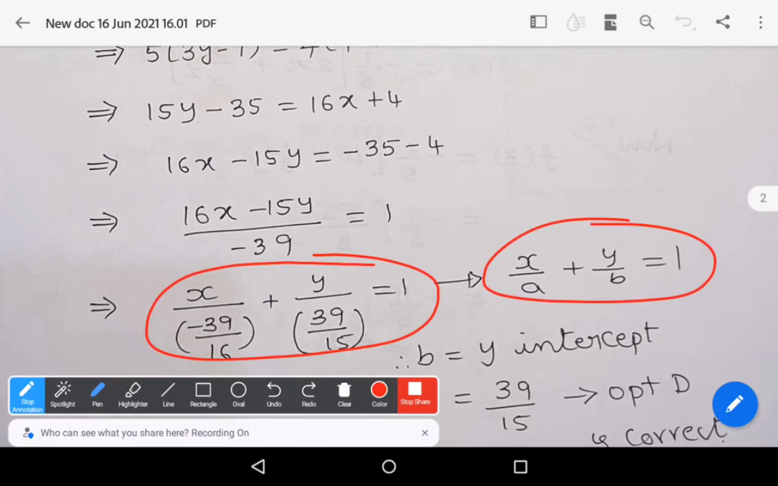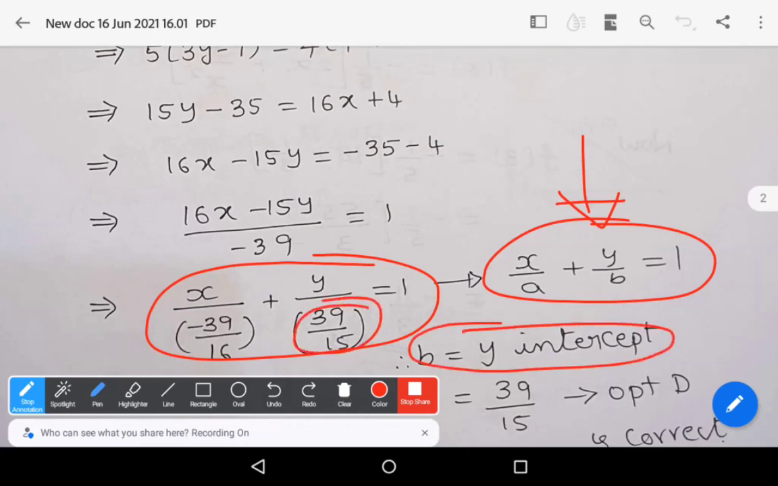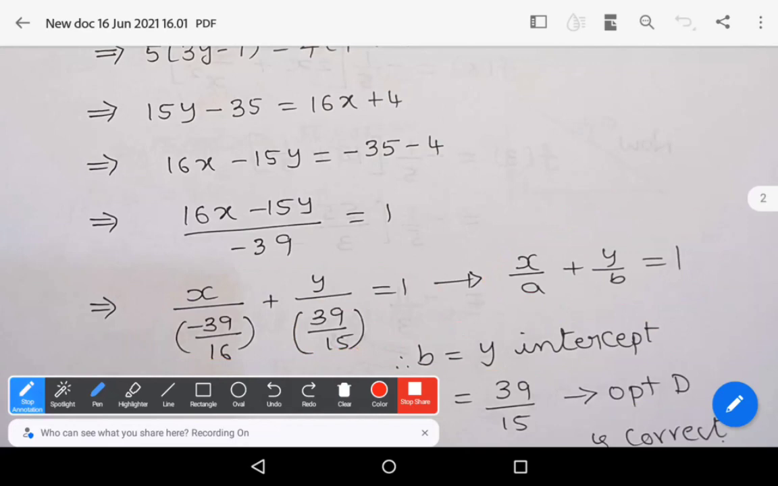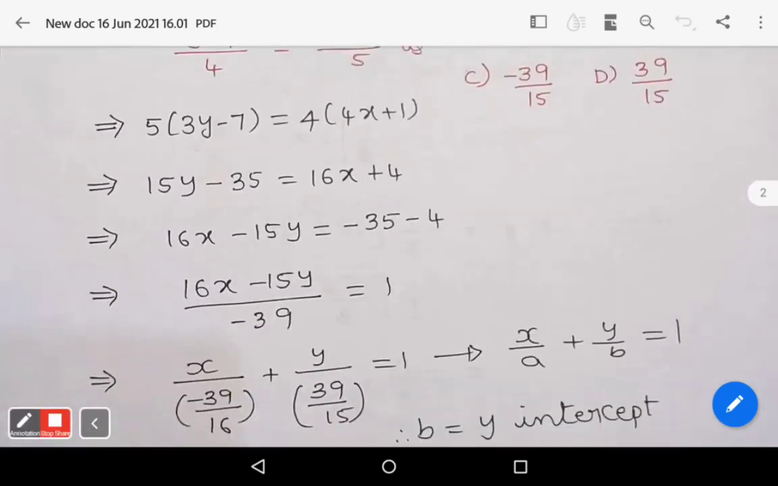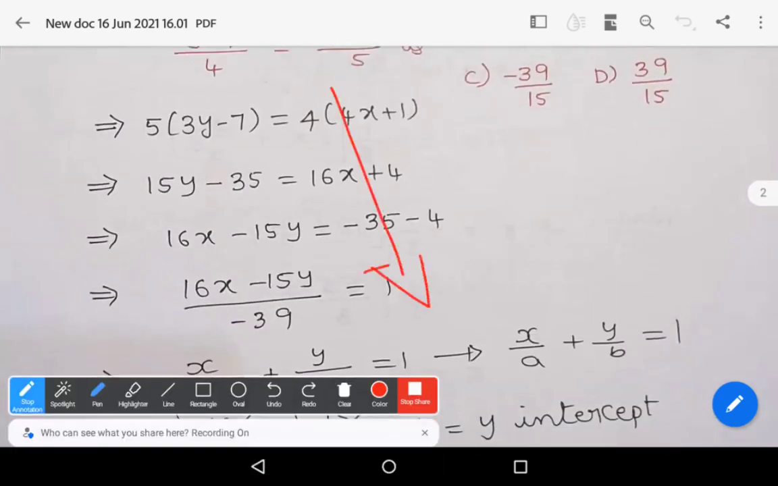To find the intercepts of a line according to any coordinate, you have to convert the equation into this form: x by a plus y by b is equal to 1. Here b is equal to the y-intercept. What is b? 39 by 15. Option D is the correct option. Observe that this calculation part is very trivial. You must go through it and remember that intercept form.